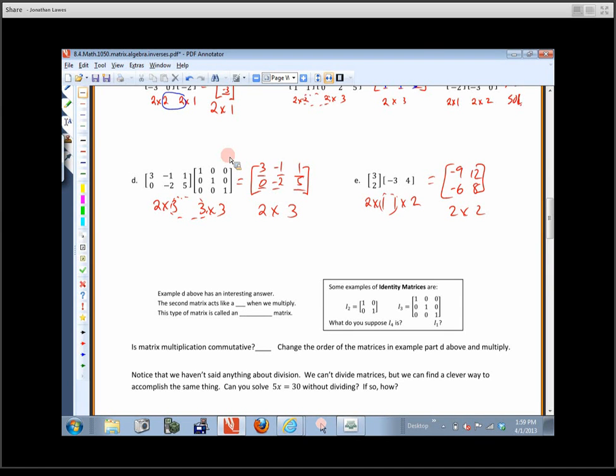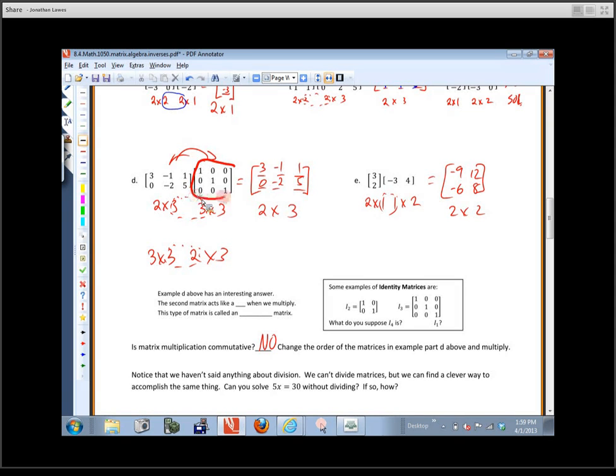Okay, so is matrix multiplication commutative? Could you move them around? Let's take this one and switch the order. It would be a 3 by 3 multiplied by a 2 by 3. Are the inner dimensions the same? Okay, it is not commutative. Matrix multiplication is not commutative.